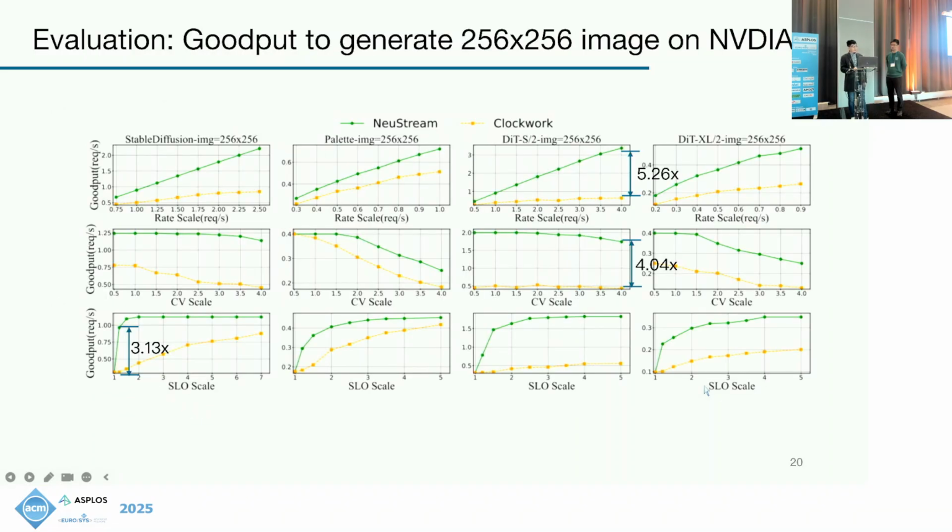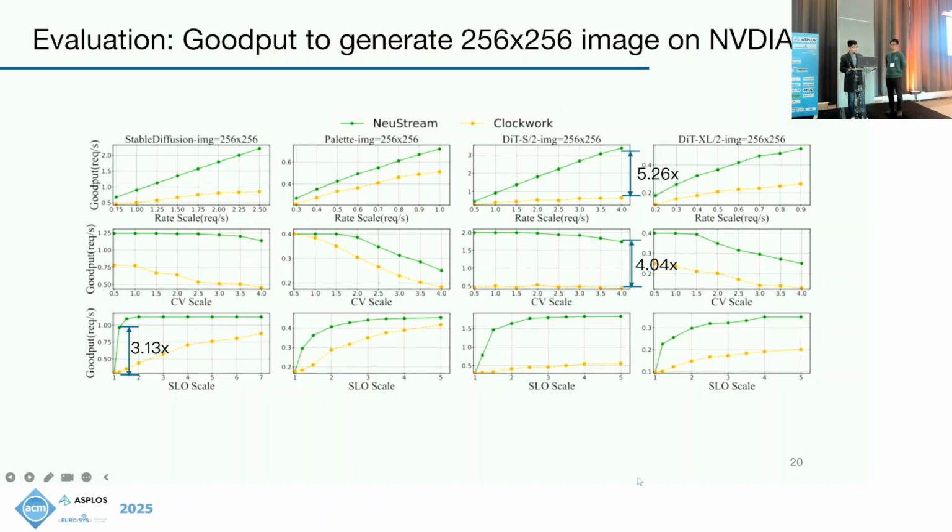This figure shows the result of serving diffusion models with 2056 times 2056 image size on an RTX 4090 GPU. In each row, we change 1 parameter. In the first row, we change the number of requests per second. The second row is the CV of the arrival interval, and the SLO for the third row, to see how workload variation affects the performance of each serving system. And each column represents 1 model.